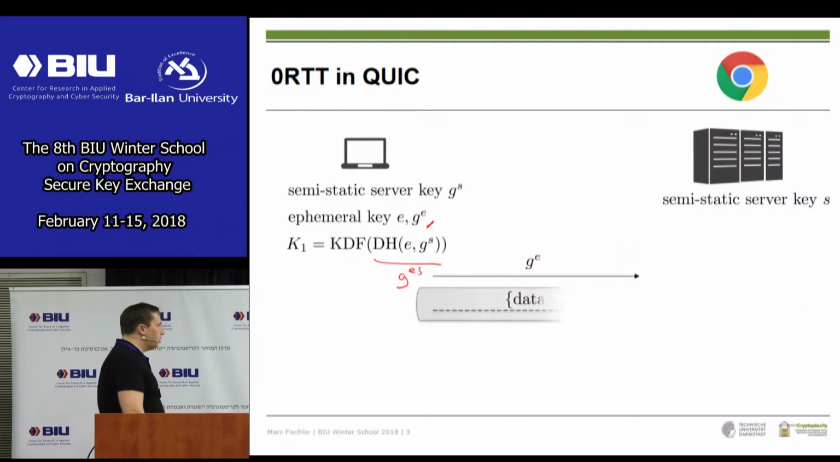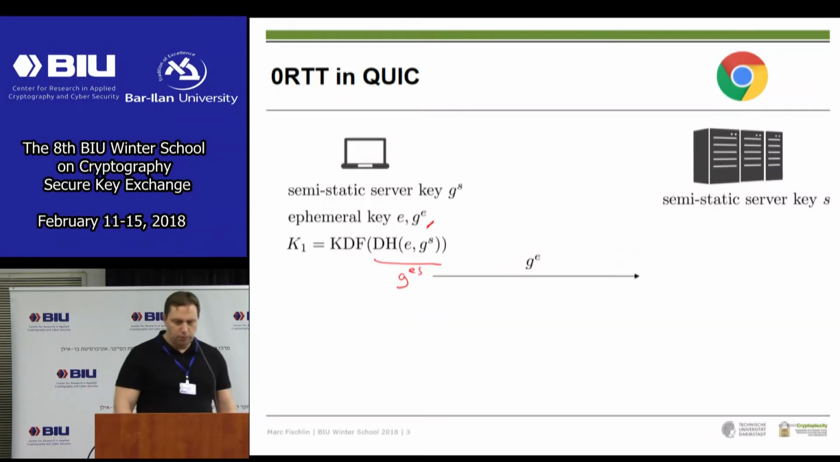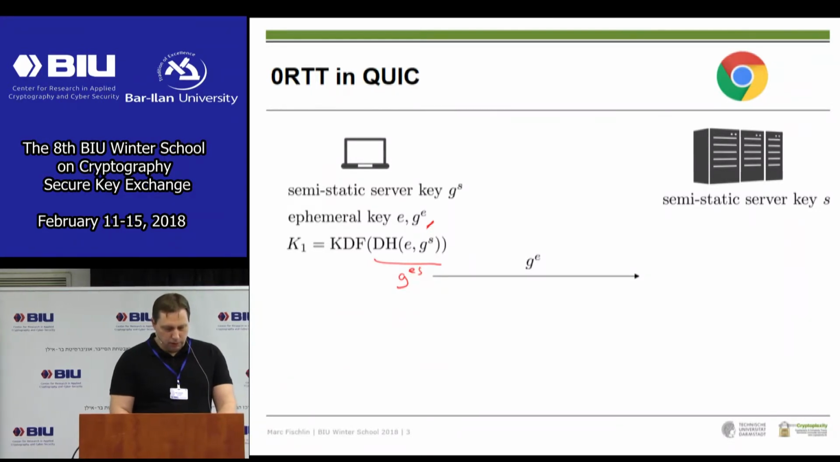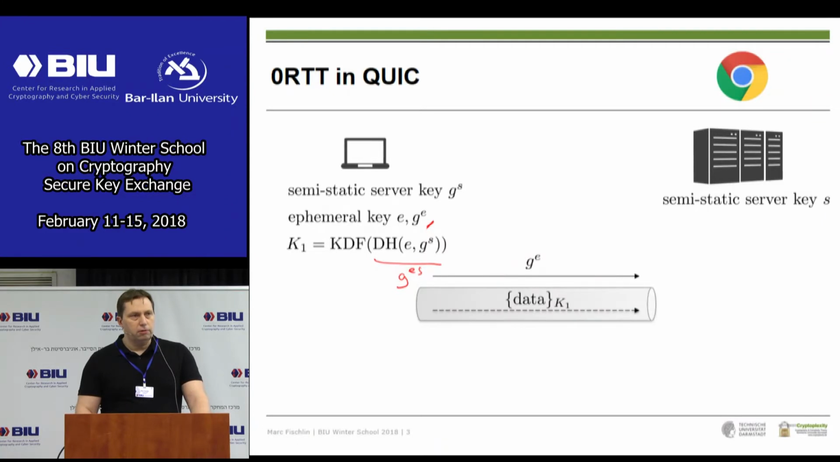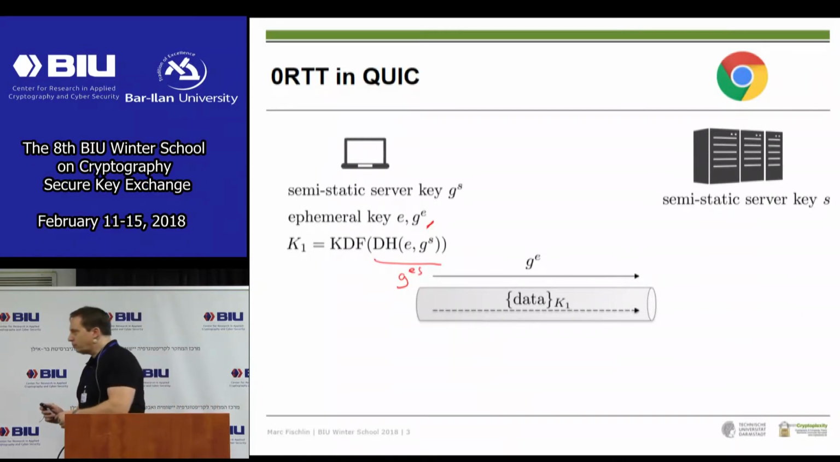You pick your ephemeral key, this one called E for ephemeral, and you compute G to the E. And then you can compute the Diffie-Hellman key, right? This is G to the E times S, of course, just in a different kind of notation. So this gives you your first key, and then you send your G to the E to the server. They send some more stuff, you can imagine, but cryptographically, this is what's happening.